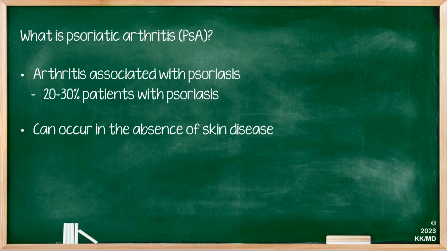So, what is psoriatic arthritis? It's an arthritis that in about 20 to 30% of cases is associated with psoriasis. However, it's very important to note that it can indeed happen in the absence of skin disease.